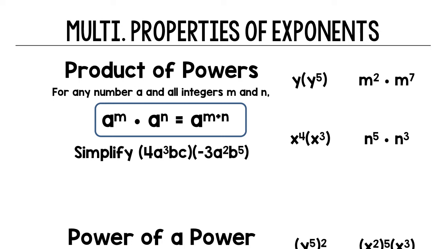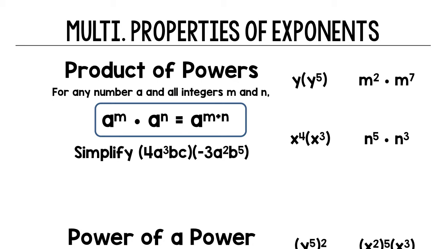First, let's start with the power of a power. For any number a and all integers m and n, if you have a to the m power times a to the n power, you have a to the m plus n. So if we multiply bases that are the same, we add their exponents.